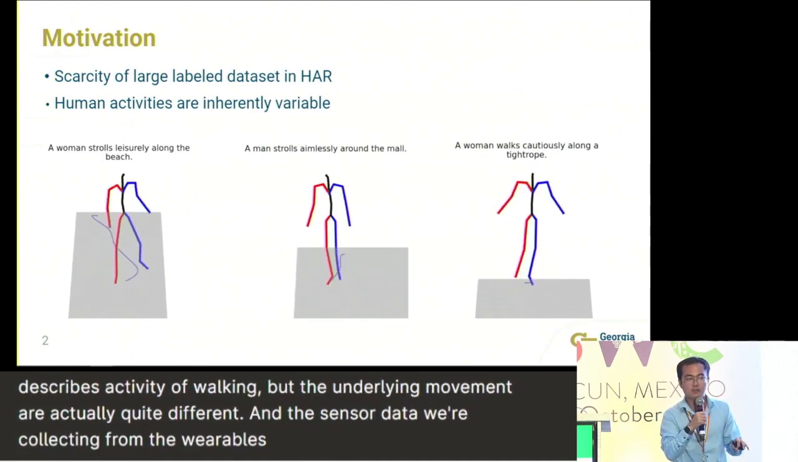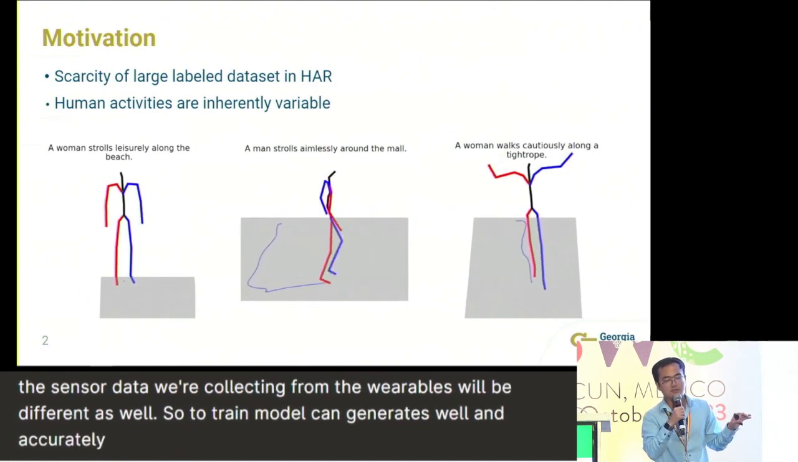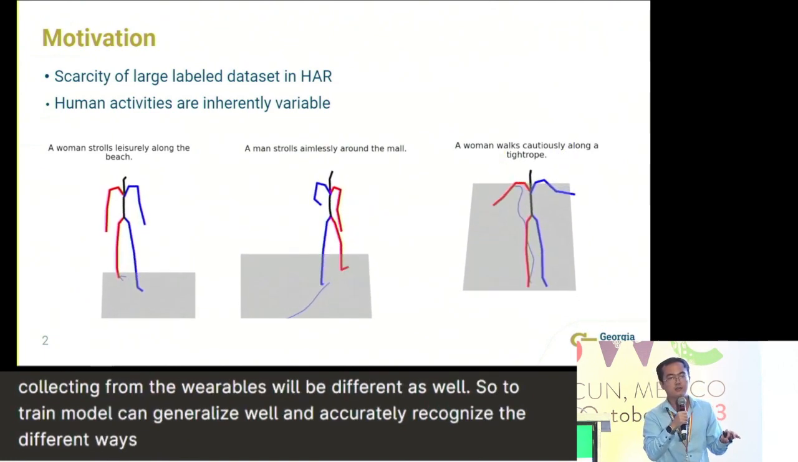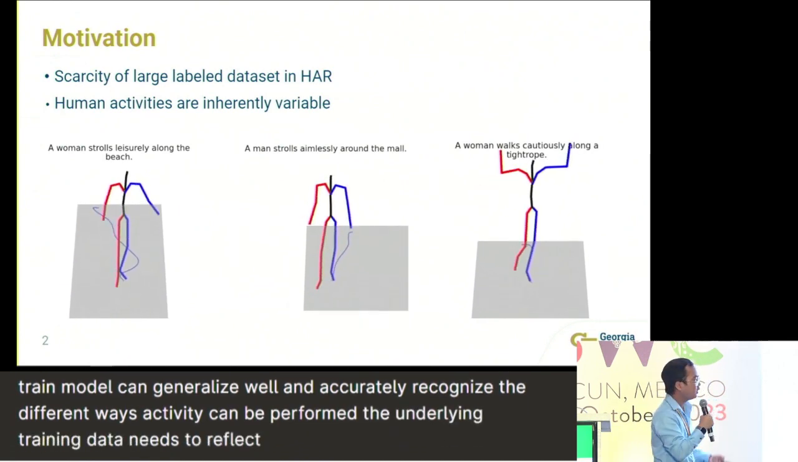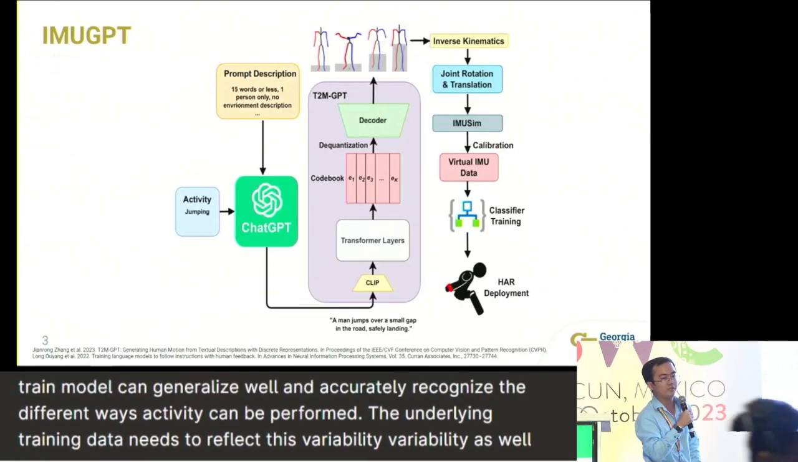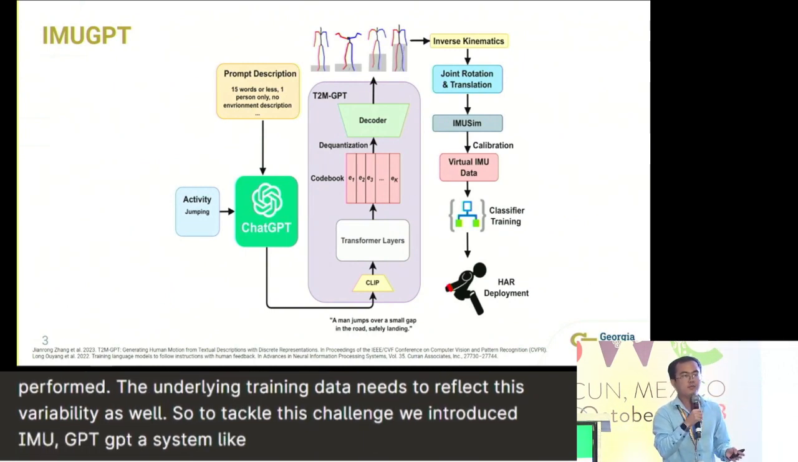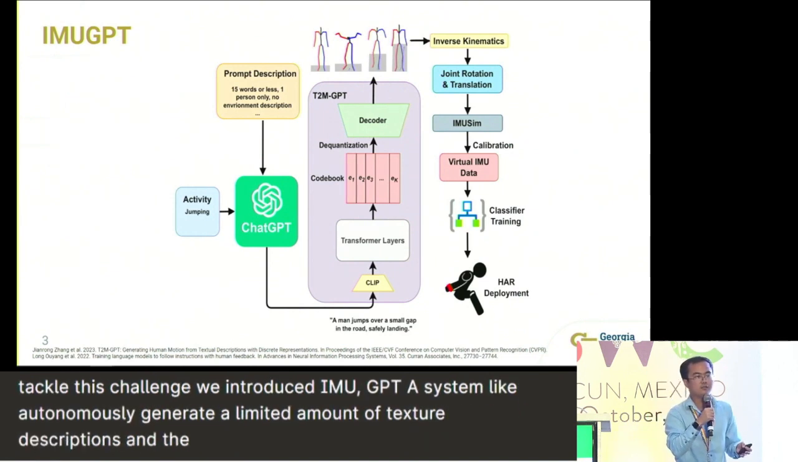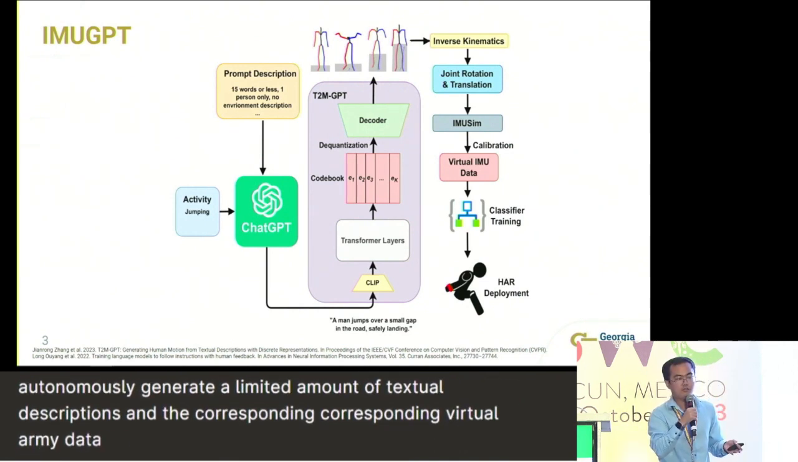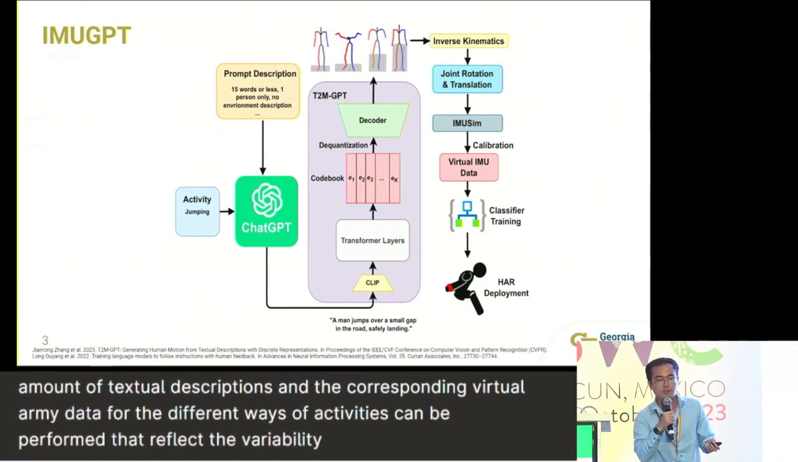So to train a model that can accurately recognize the different ways an activity can be performed, the underlying training data needs to reflect this variability as well. To tackle this challenge, we introduced IMU GPT, a system that can autonomously generate unlimited amount of textual descriptions and the corresponding virtual IMU data for the different ways activities can be performed, reflecting the variability that's present in real-life human activities.